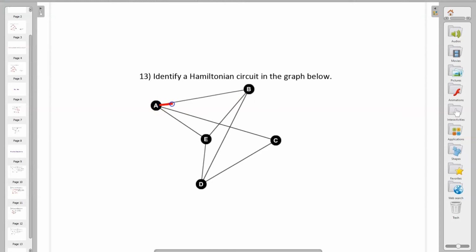I'm going to start at A, go to B, to D, C. Oh, that doesn't work because I've ended up back where I started, but I haven't hit E yet. Try a different path. Nope, same problem. In this case, I've got a Hamiltonian path because I've touched every vertex, but I haven't ended up back where I started at vertex B.